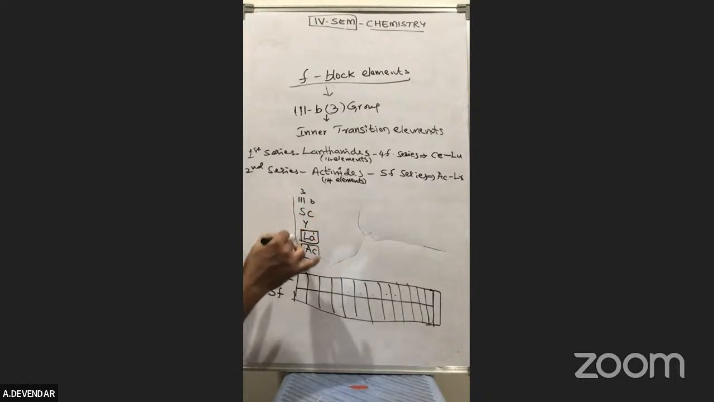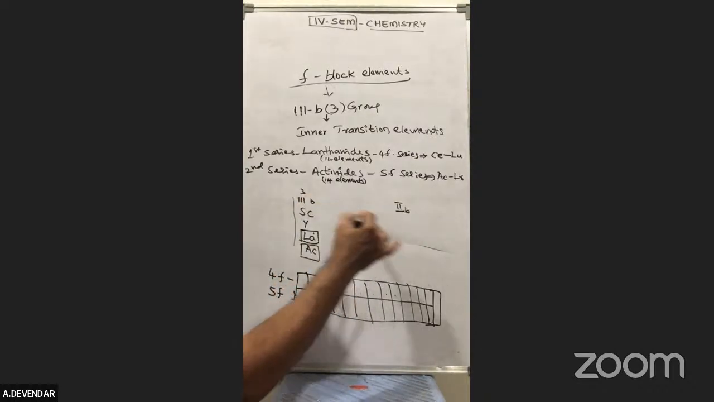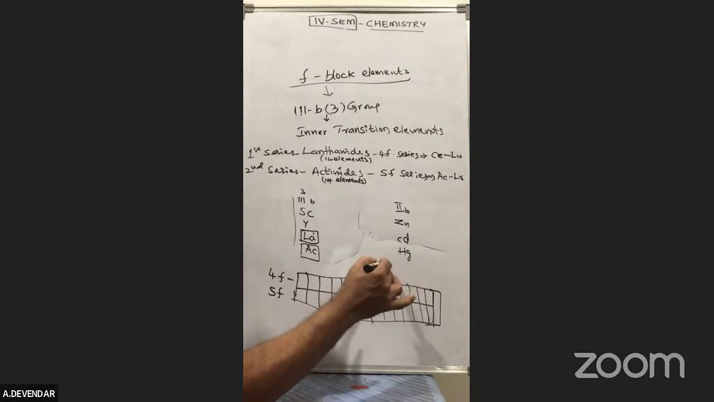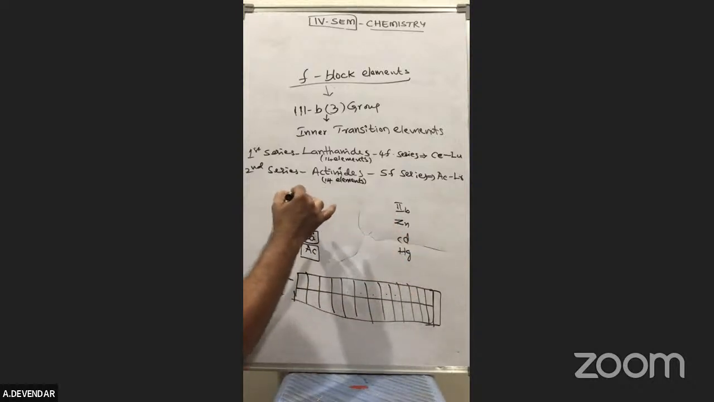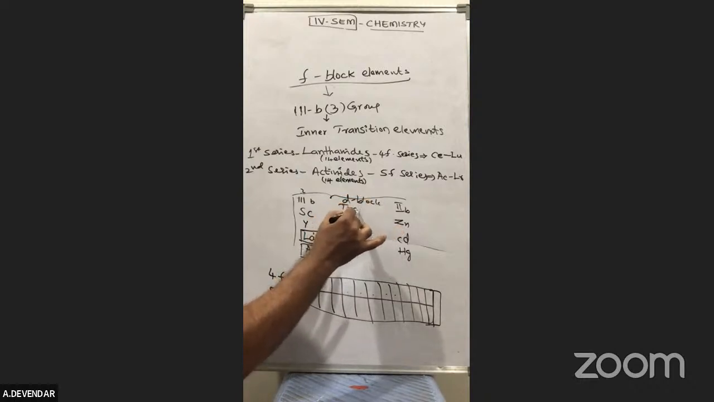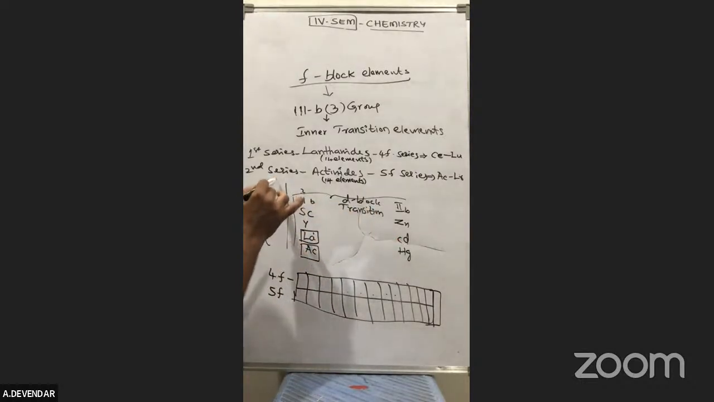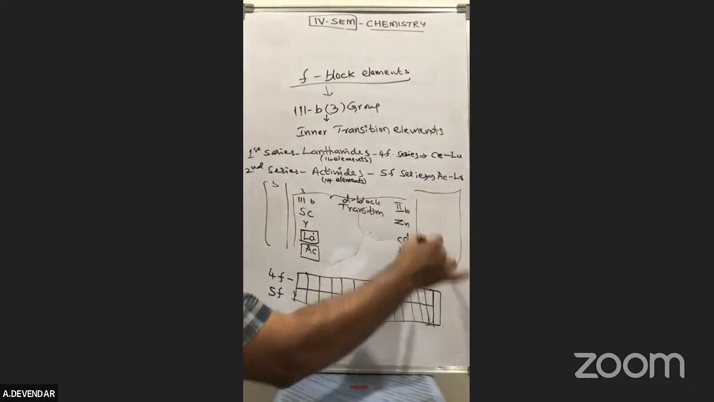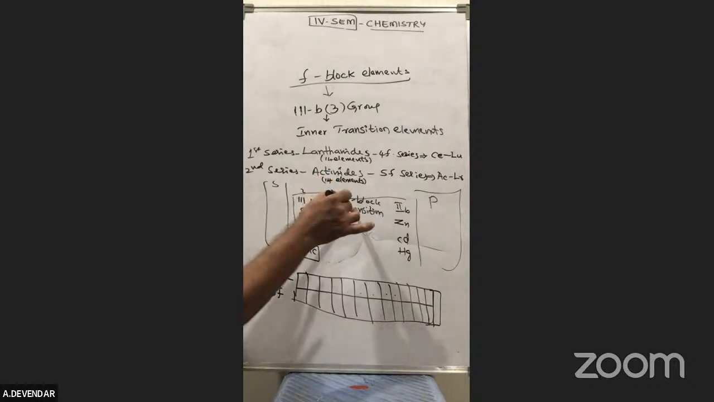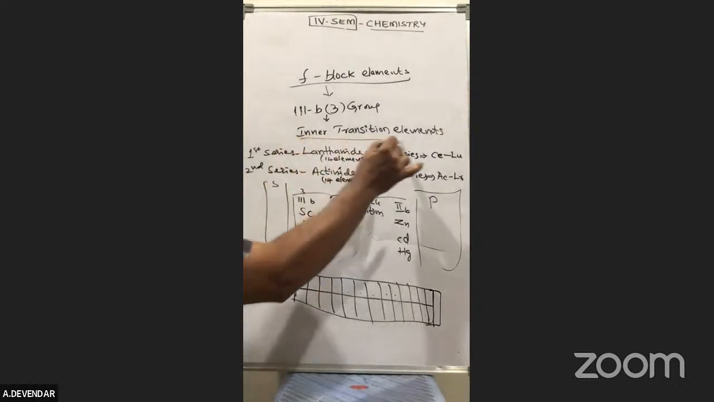Now, after the third B group elements, we have the second B elements: zinc, cadmium, mercury. These are all D block elements, and D block elements are called transition elements. Why are they called transition? Because there is an S group and a P group, and in between them are these, the transition elements. Within the transition there are again 28 elements present, so they are called inner transition elements.